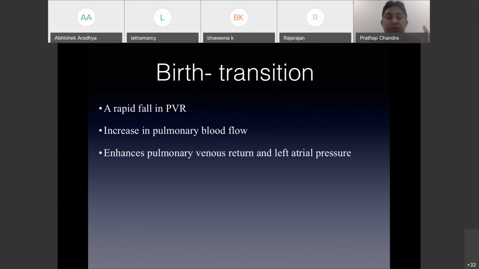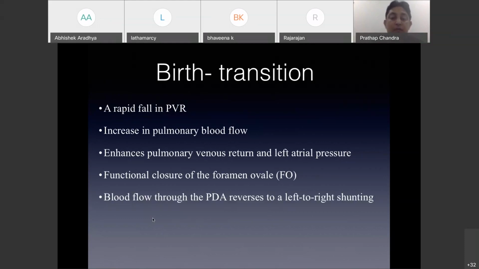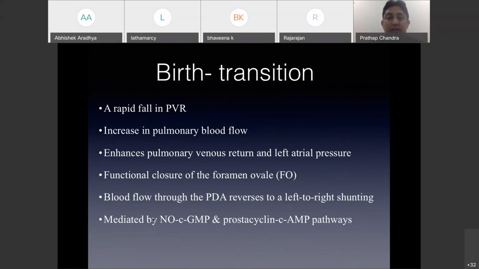When the left atrial pressure goes up, obviously, there is a functional closure of foramen ovale. You must remember that the foramen ovale opens towards the left side of the atrium just by physiology and anatomy. Now, when the left side blood pressure is more, it tends to close. That's a functional closure of foramen ovale. And then blood through the PDA starts reversing to left to right. Some of these are mediated by nitric oxide related cyclic GMP and prostacyclin related cyclic AMP pathways. I'll tell you in detail in about a minute.